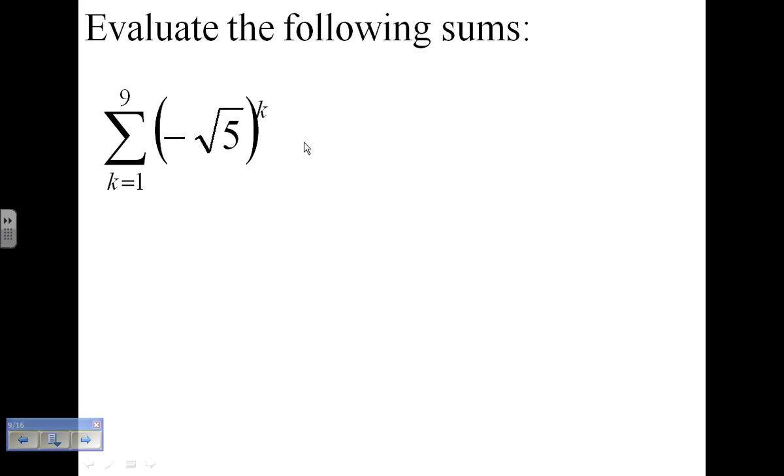Evaluate the following sums. I don't even need that for this. I can put it in the calculator. Like we talked about earlier, you can do sum sequence of the negative square root of 5, in parentheses right there on your calculator, raised to the x, comma, x, comma, 1, comma, 9. Okay? And you should be able to type that out.